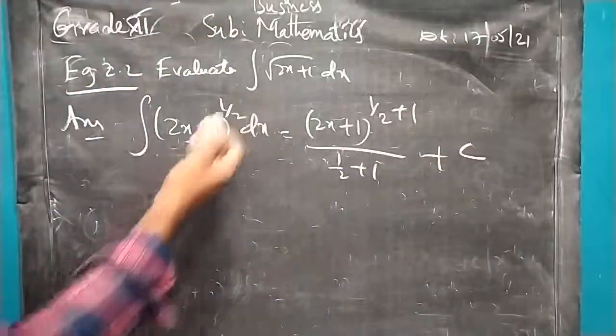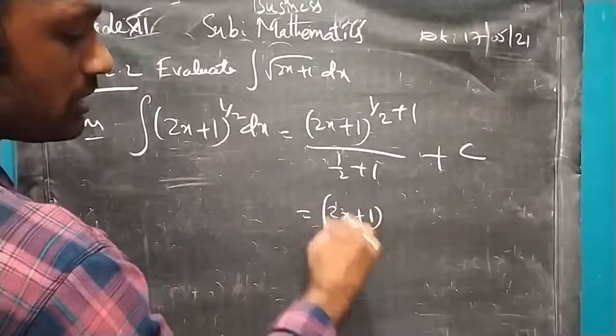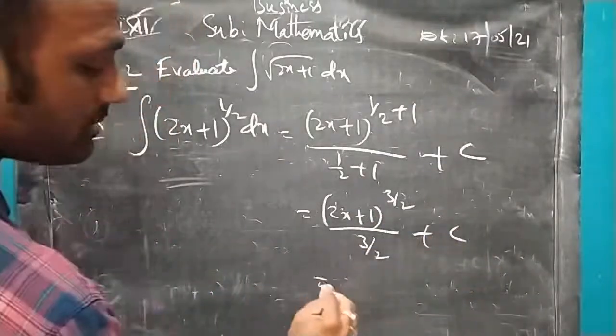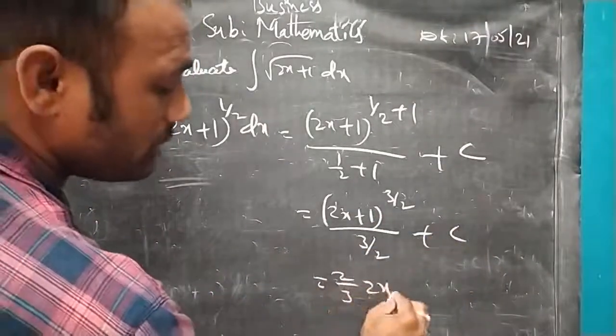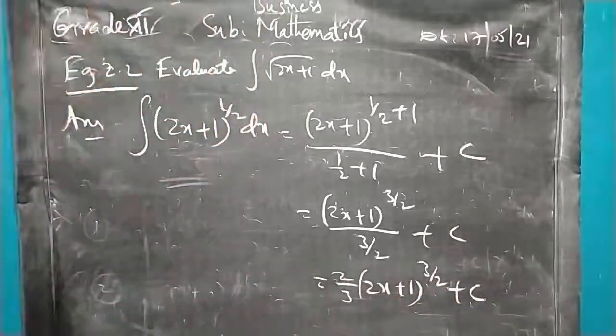Why? Because it is in the form of x power n. So 1 by 2 plus 1 means 3 by 2. 2x plus 1 to the power of 3 by 2 by 3 by 2 plus c. It can be written as 2 by 3 into 2x plus 1 whole to the power of 3 by 2 plus c. This c is the arbitrary constant.